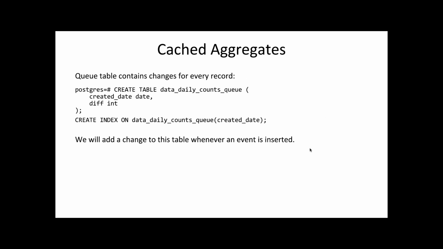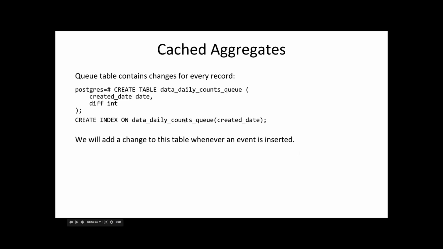Okay, so to set this up, we'll create a queue table, and this is going to have a date. And by the way, all these examples also extend to having many more groupings. So you can group by date, by type, and by repository, for example. So you can get, for a particular repository on a particular day, how many events of this type occurred.